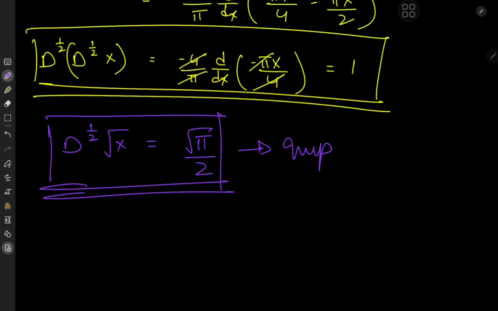Notice that in the midst of our analysis, we've actually uncovered the half derivative of root x, that is. And we see that the exponent of root x has been decreased by a factor of 1/2, which is why we don't have any x terms on the right-hand side.